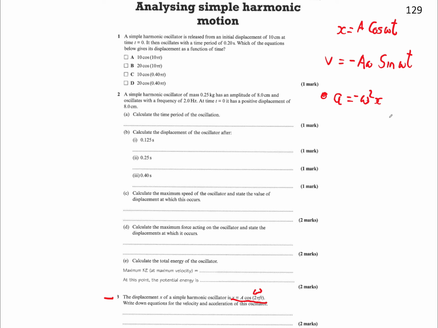Okay, so you could theoretically put this equation into there to work it out. Well, of course, what you'd end up with then is (2 pi f) all squared, and x would be a cos 2 pi f t. That would be your value for acceleration.